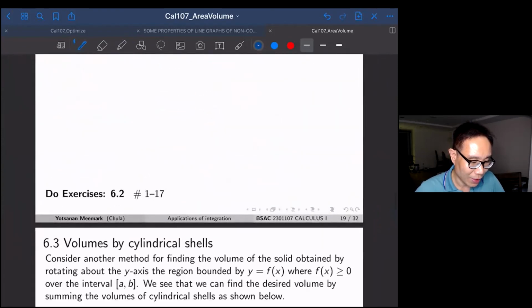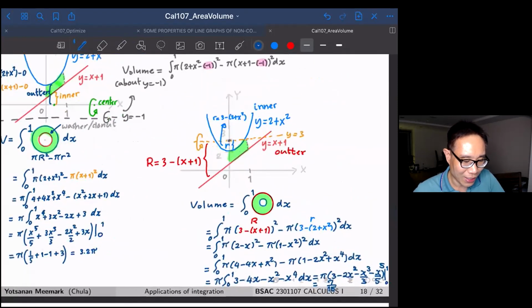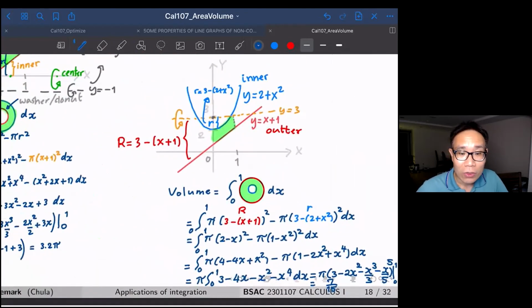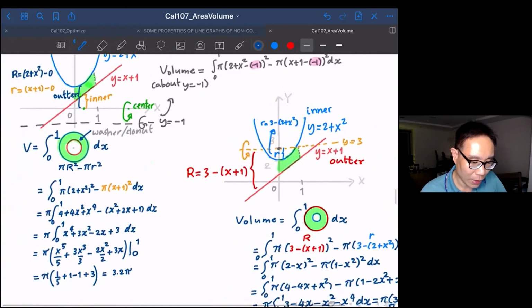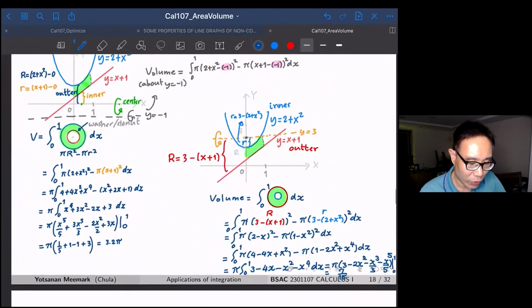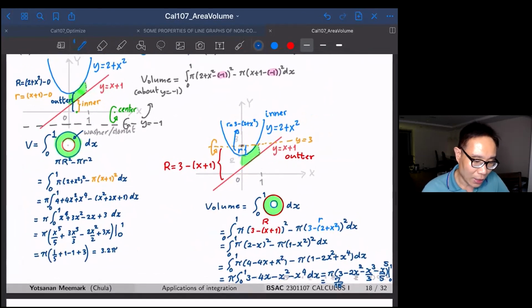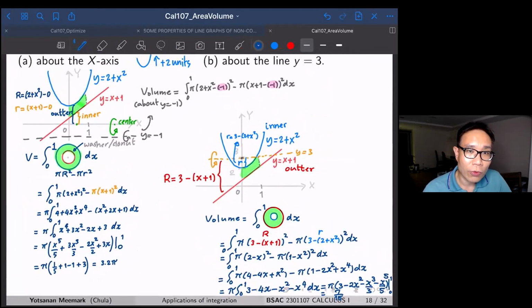I have plenty of space on the next page, but I didn't use it. This is the thing that I would want you to understand. We're going to do more examples on this later. The next video is still on volume, but it's going to be another method, called the cylindrical shell, which is different from what we studied in this video. This one is called the washer technique. Okay, so I will stop here.